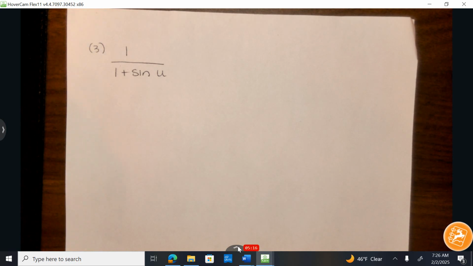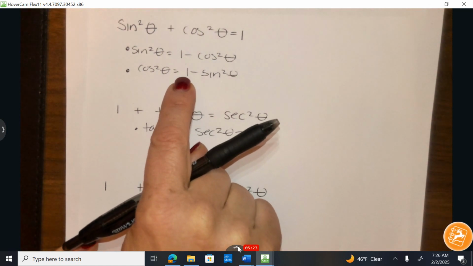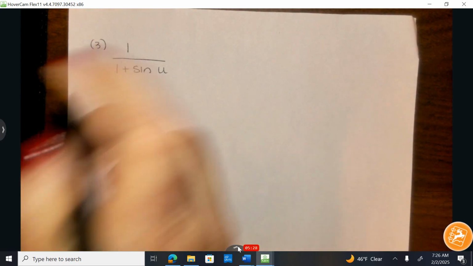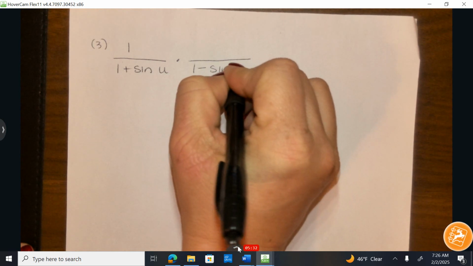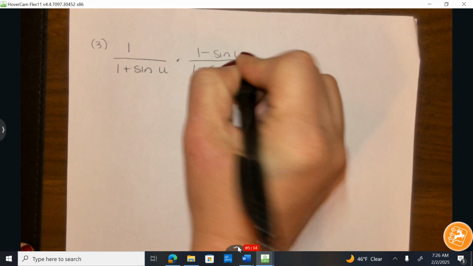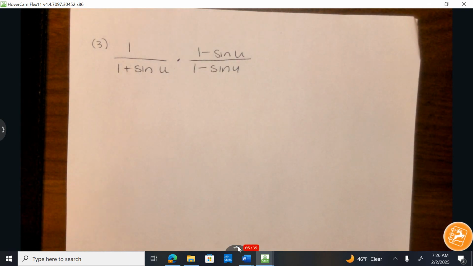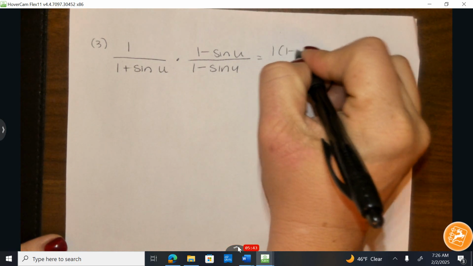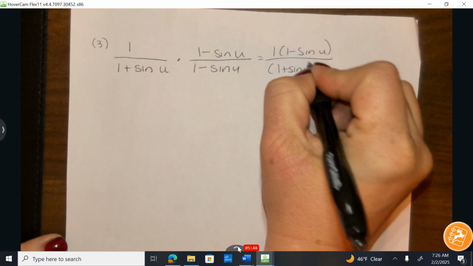I see 1 plus the sine of u, and I'm thinking to myself, it'd be great if I could turn it into 1 minus the sine squared u. To do that, I'm going to multiply by the conjugate of the denominator, so 1 minus the sine of u. Conjugate means I write down exactly the front and the back, but I change the sign in between. And by doing that, I have 1 times 1 minus the sine of u in the numerator. And I'll write this out just so that you can see it.